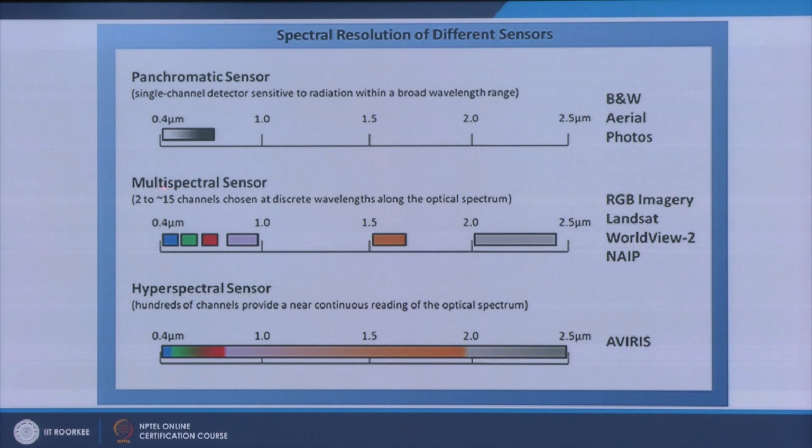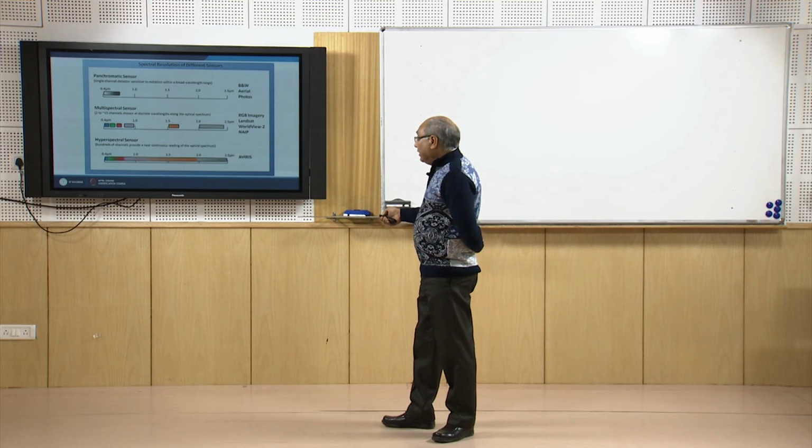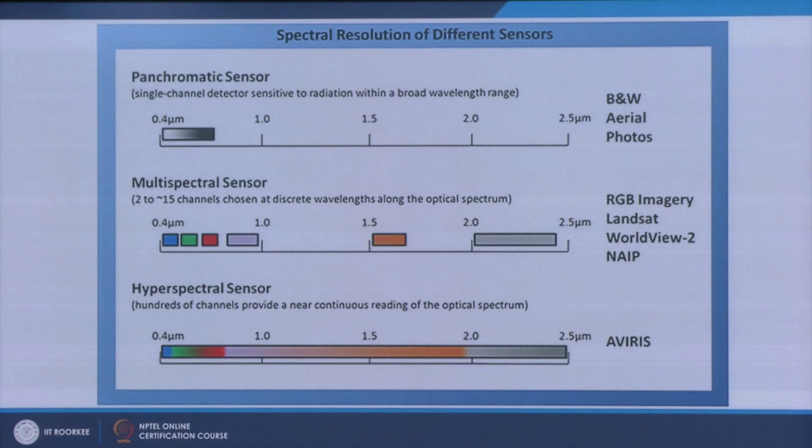So instead of multispectral sensors with just 1 or 2 bands, people are now going for 15 channels, and hyperspectral, with no discontinuity between one band and another. It is completely continuous. An example is the AVIRIS sensor, with 256 bands, hundreds of channels providing near continuous reading of the optical spectrum. So the entire part of the EM spectrum between 0.4 micrometer and 2.5 micrometer is covered.